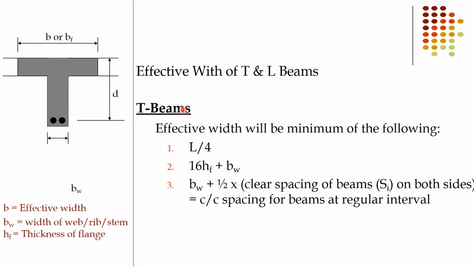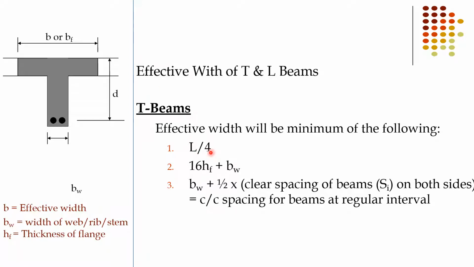That is the criteria given by the ACI code. Effective width of T and L beams. This is the criteria for the T beam, and in the next slide I will show the L beam. How much b will be counted in the analysis and design, that effective width will be the minimum of the following. Means we will get three values and the minimum of the three values will be the effective width.